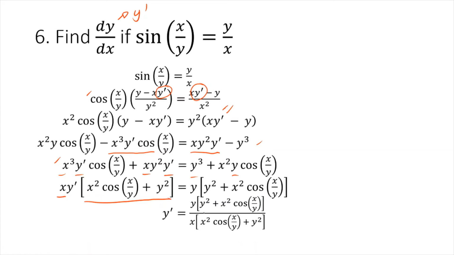As you can see, we have the same expressions, right? y squared also in the denominator, and then x squared times cosine x over y, x squared times cosine x over y. So we can cancel out this expression, so that we are left with y over x, and this is now our final answer.